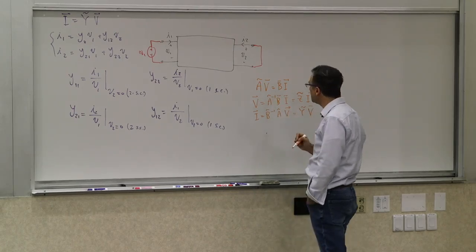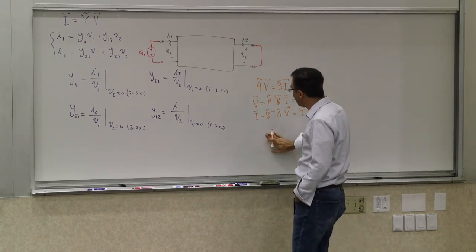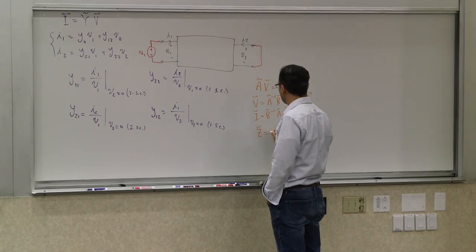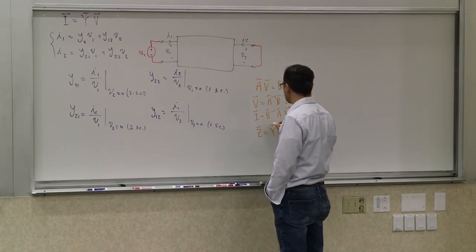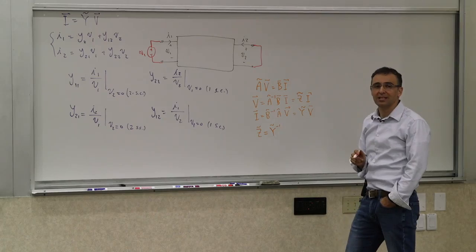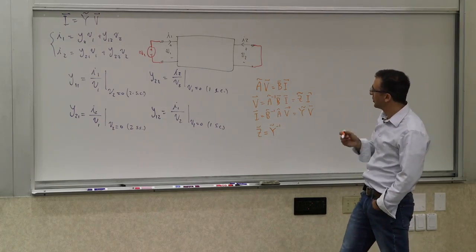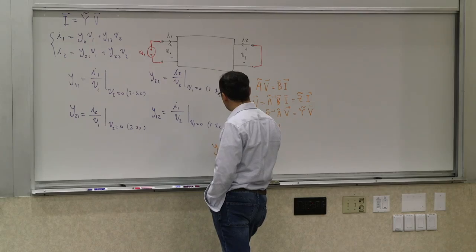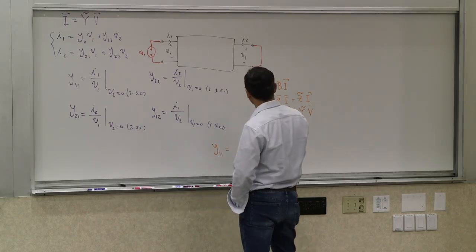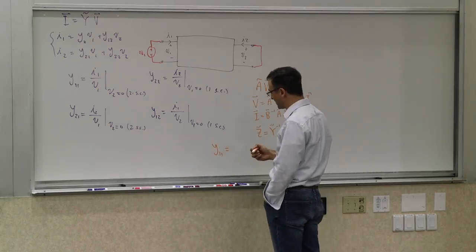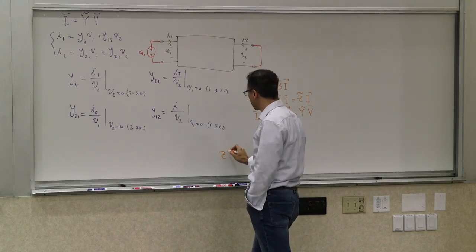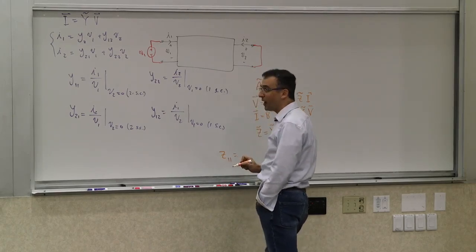Now, if you look at these two expressions, you can clearly see that the entire matrix Z is Y inverse. So if I ask you, for example, to find out what Y11 is, Y11 would really come from the inverse of Z matrix, or Z11 if you want to make it more consistent with this expression that we've written here. So we have to invert the Y matrix.